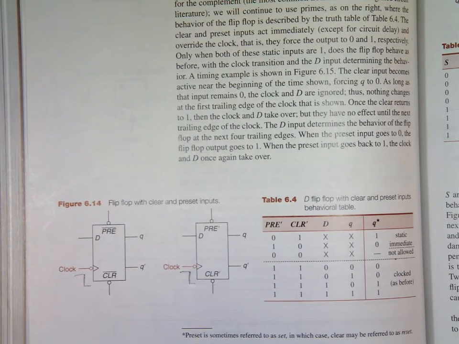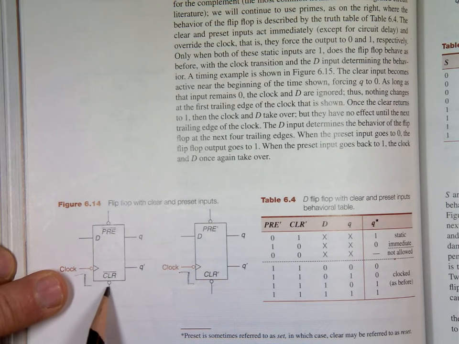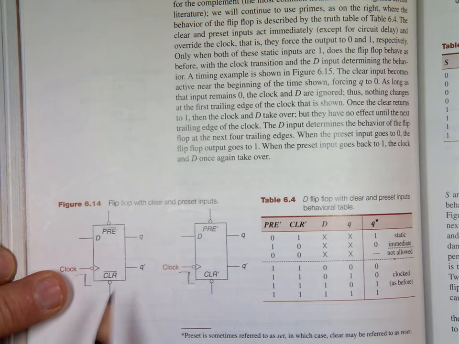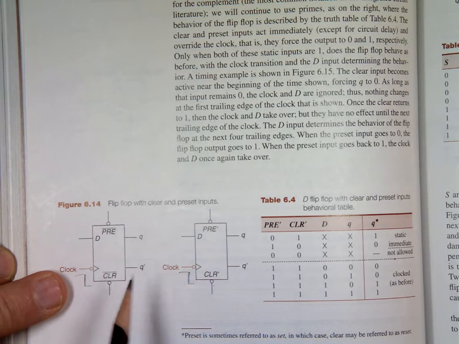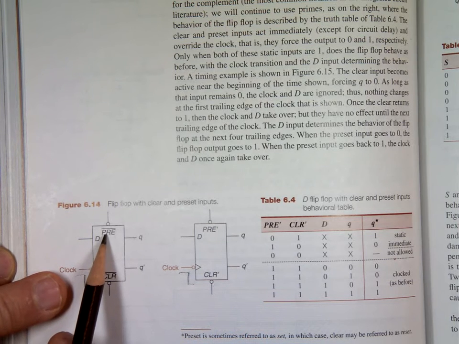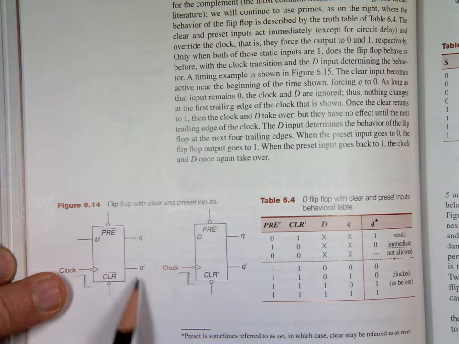Now initially we said you can have Q to be either 0 or 1. If you hit the clear, notice in this case the clear has to be 0. If you put a 0 here, that will clear that one. That will make that one a 0, which means this is a 1. That's the complement of this. If you hit the preset, you put a 0 on this one, that's preset. It's going to make Q equal to 1 initially, and this will be 0.